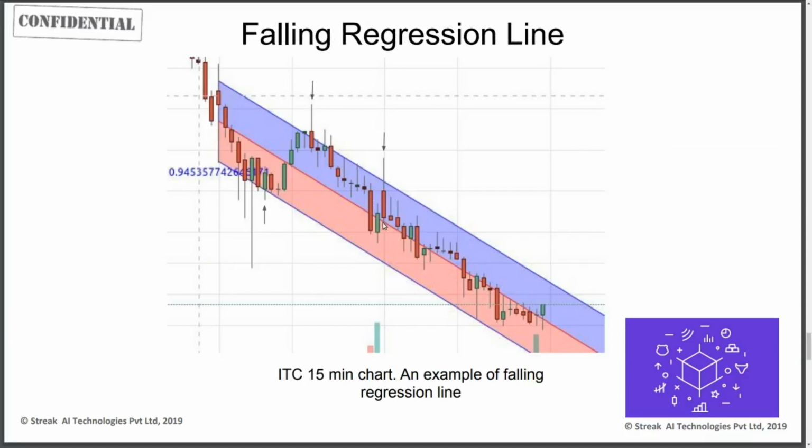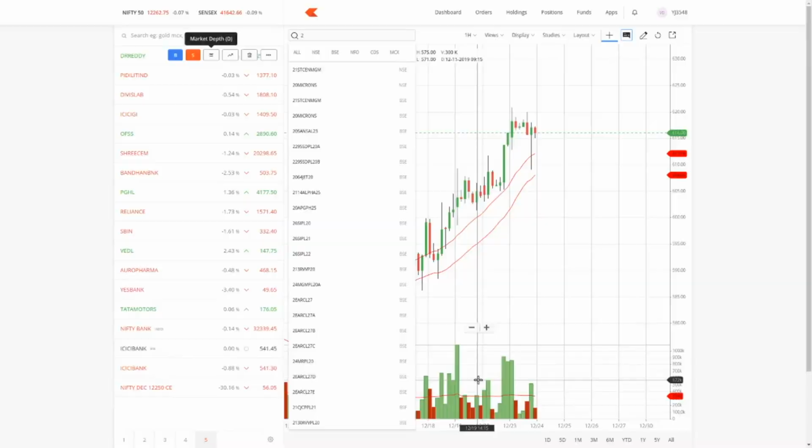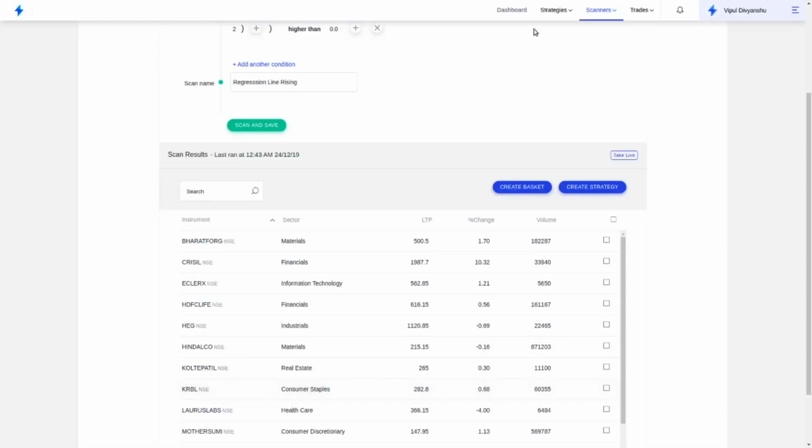Let's look at how a falling regression line looks. So this is a simple example of an ITC 15-minute chart, which shows a falling regression line. So let's see how to create this. Let me go here.